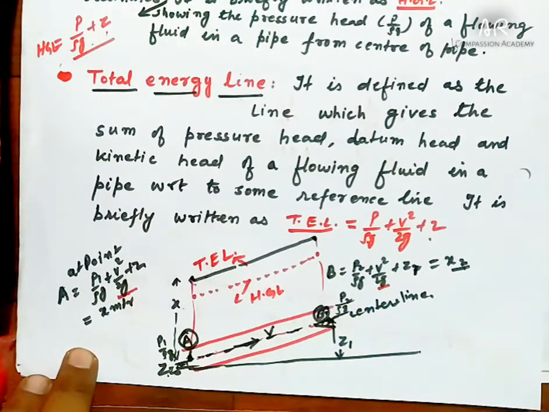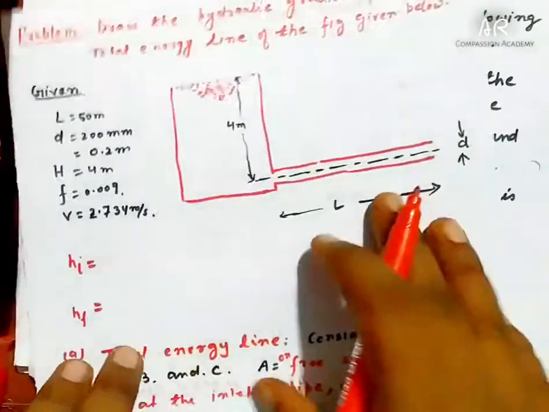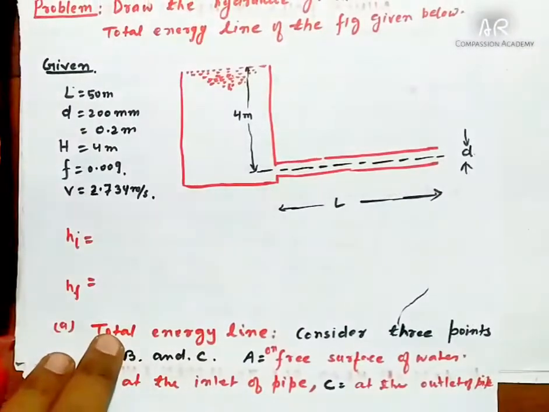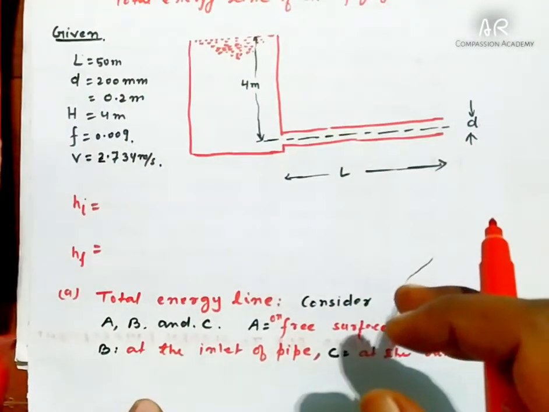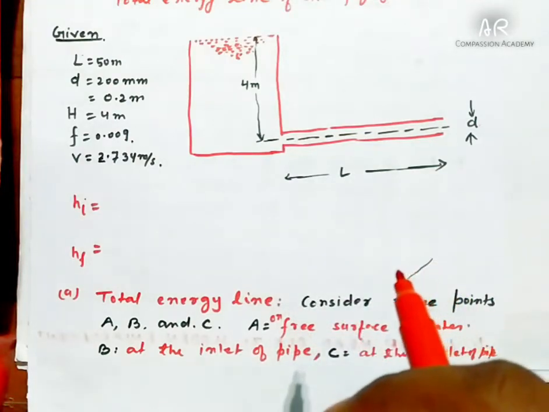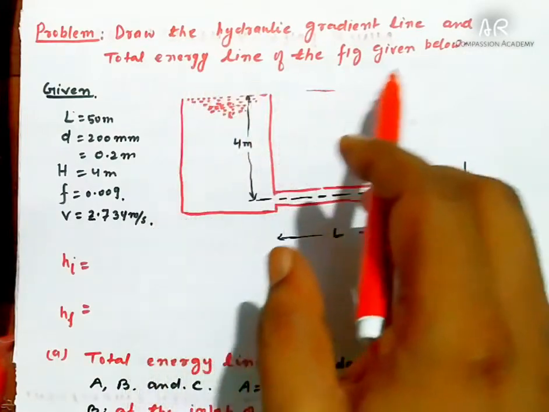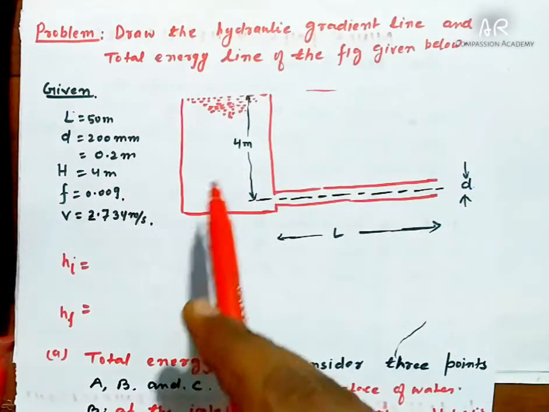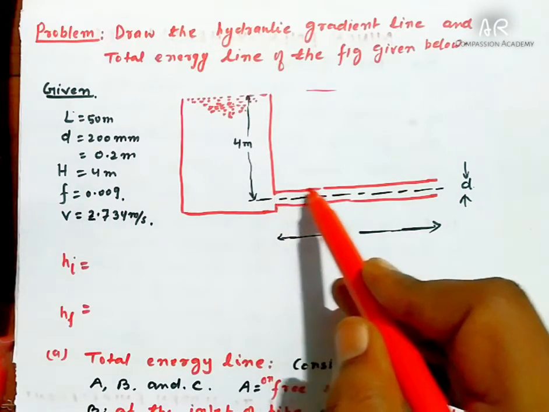We will better understand it by a numerical problem. We'll solve it and draw a hydraulic gradient line and total energy line for this problem. The problem is given: draw the hydraulic gradient line and total energy line of the figure given below. Here this is a tank and from the bottom of the tank there is a pipe.